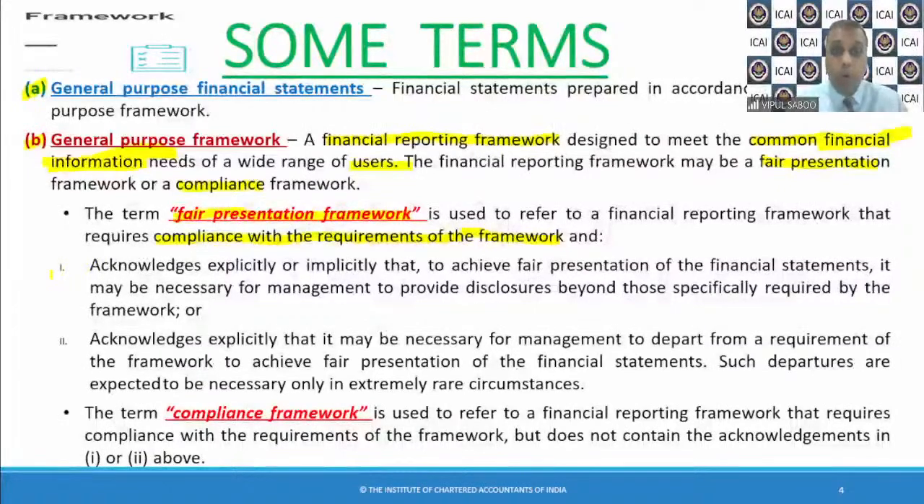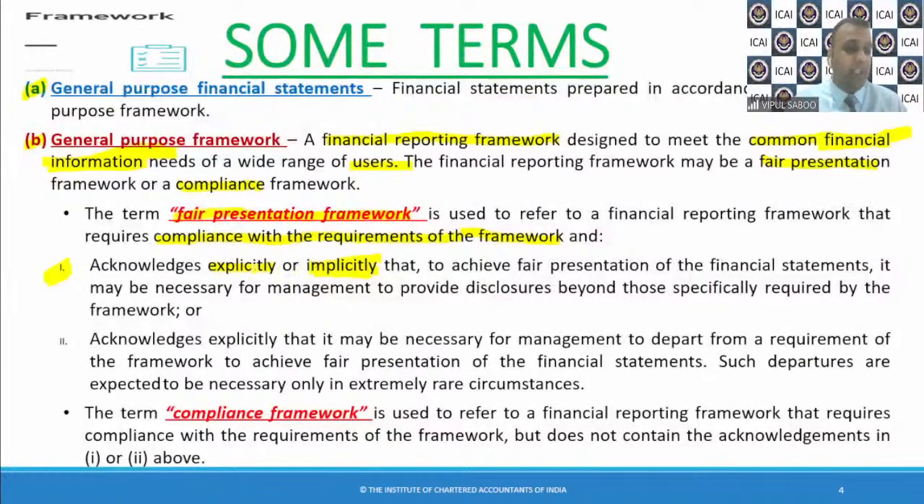So what does a fair presentation framework include? This framework acknowledges explicitly or implicitly that... Explicitly means straightforward, written, properly written, there is no second thought. And implicitly is assumed, interpreted. From whatever is given, you have assumed and found your interpretation. It might not be written directly in that framework. So it is covering both.